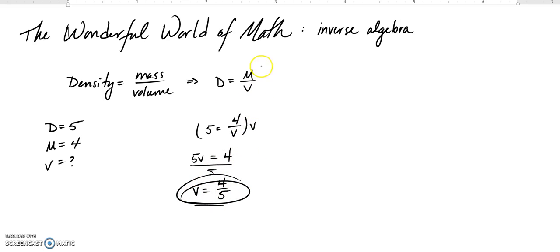So if you ever see this inverse relationship, just go slow. Be aware you may have to do 2 steps to solve this. This shows up a lot in physics because we have several equations that look like this. They're set up like this. So just be careful when you go to solve it.